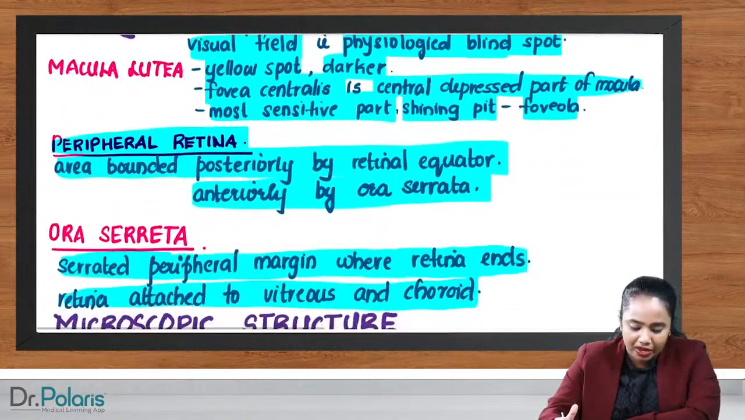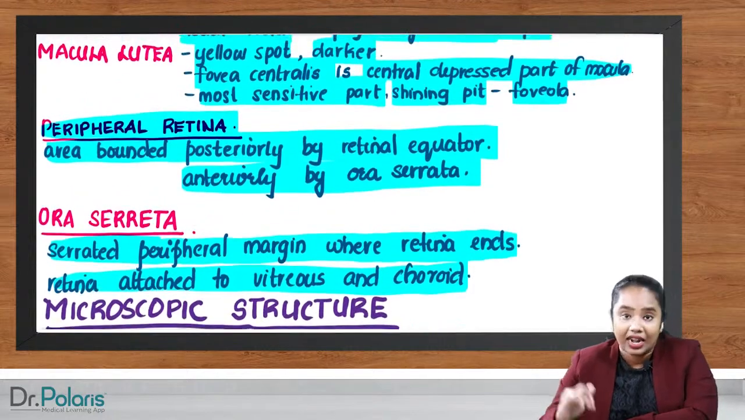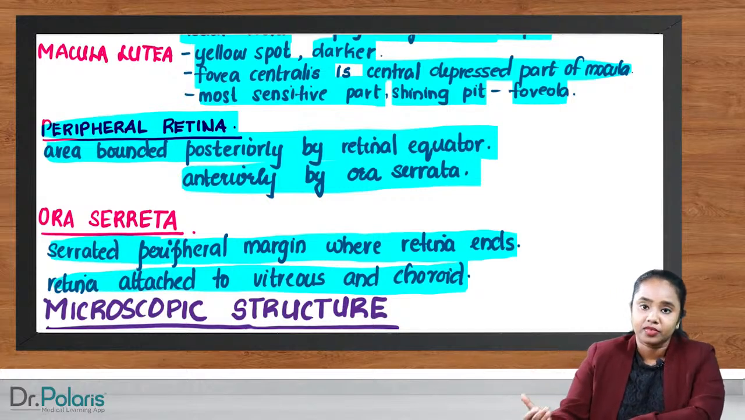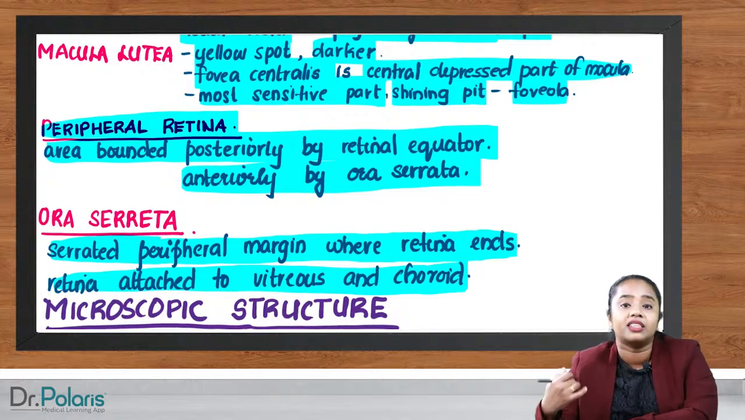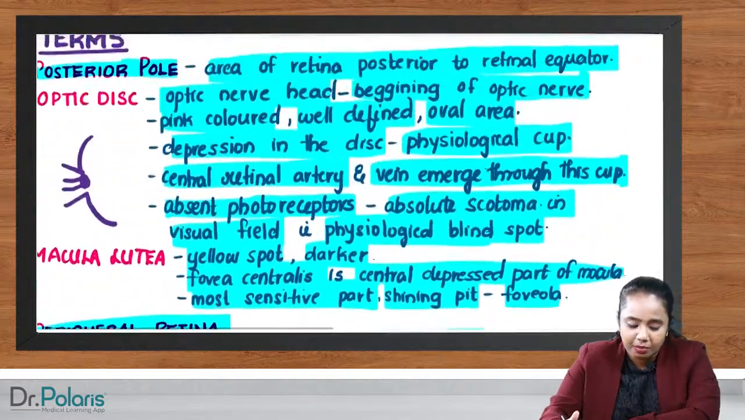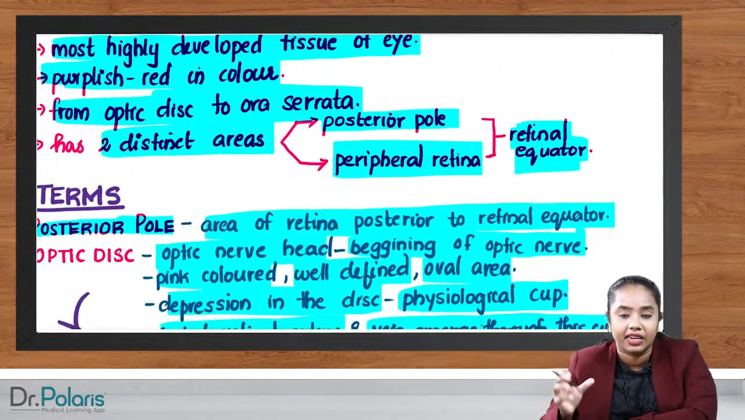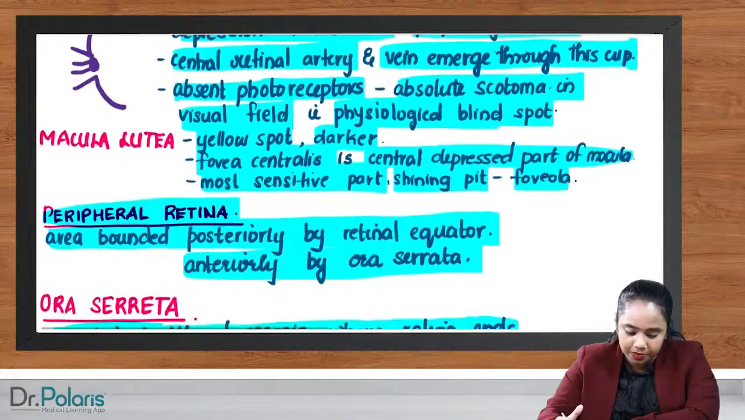Now the next word is peripheral retina, that area of the retina which is bounded anteriorly by the ora serrata and posteriorly by the retinal equator. And the end point of the retina, where there are serrated peripheral margins, is called the ora serrata, and at this area the retina is attached to the vitreous as well as the choroid. These are the important terms that you should get an idea of, because these terms will be repeatedly coming up over the discussion.